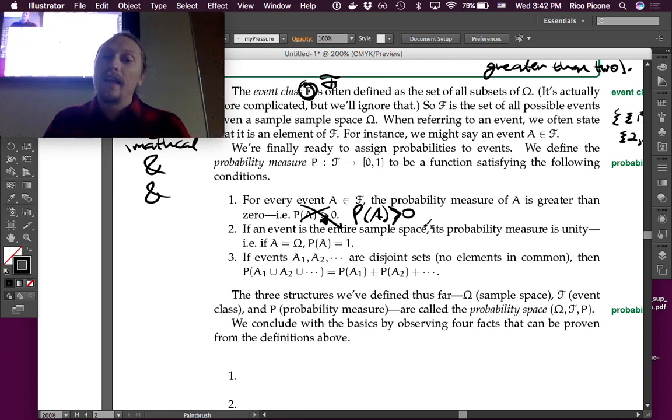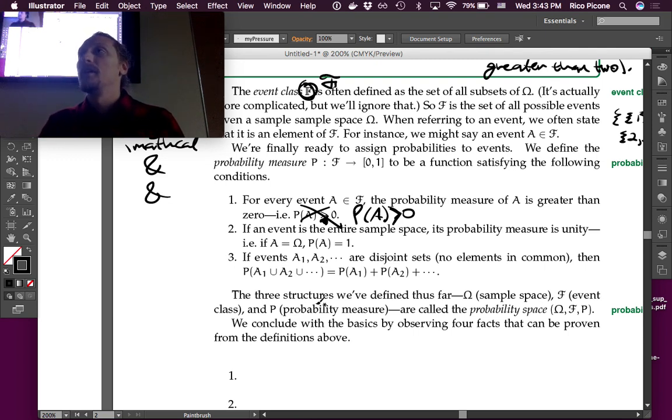If events A1, A2 are disjoint sets, which means there are no elements in common, then if you want to know the probability of A1 union A2, etc., all you have to do is sum up the probability of each of them. It only works if they're disjoint because otherwise you end up with a probability greater than 1. You can't have that.